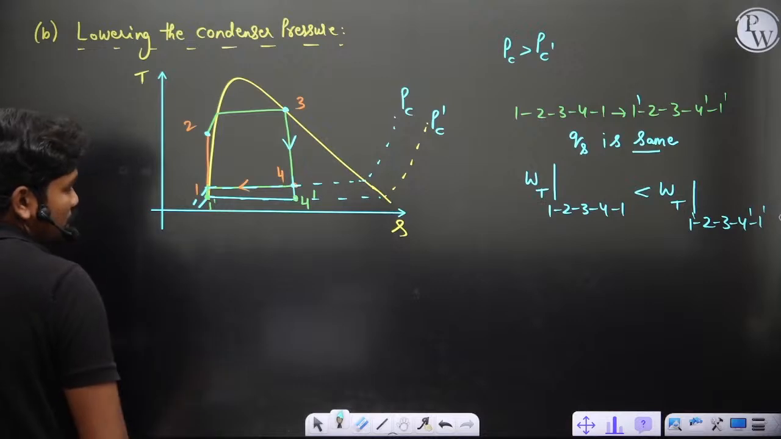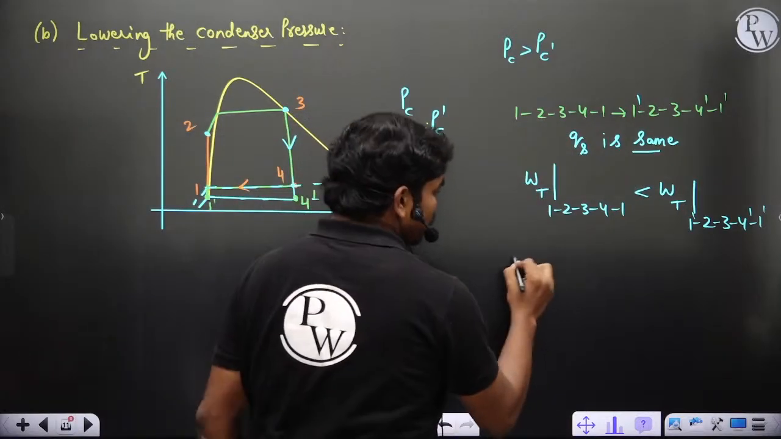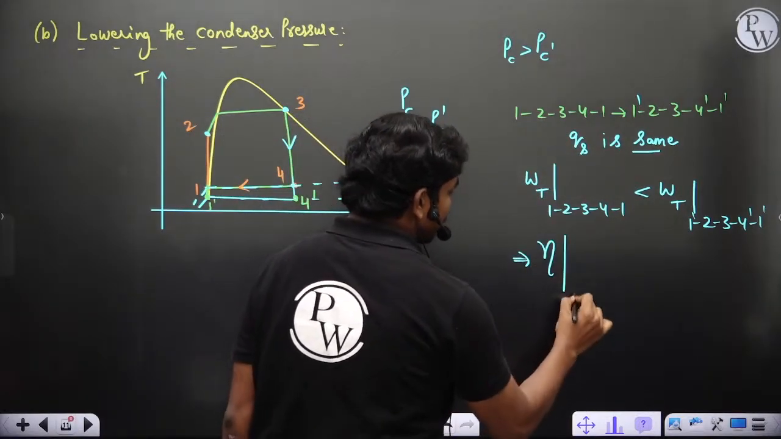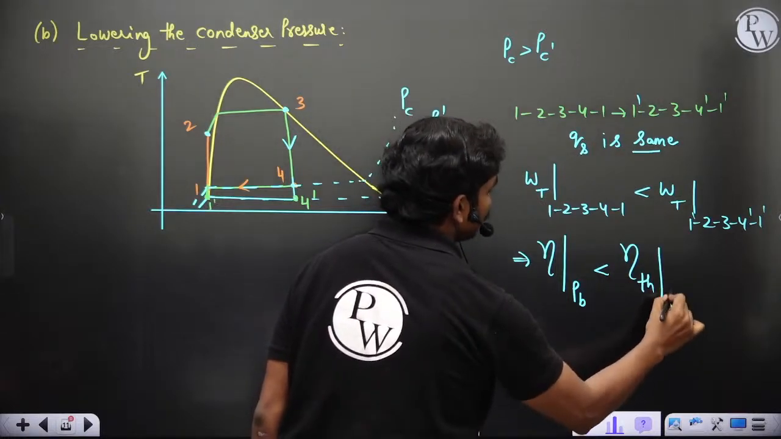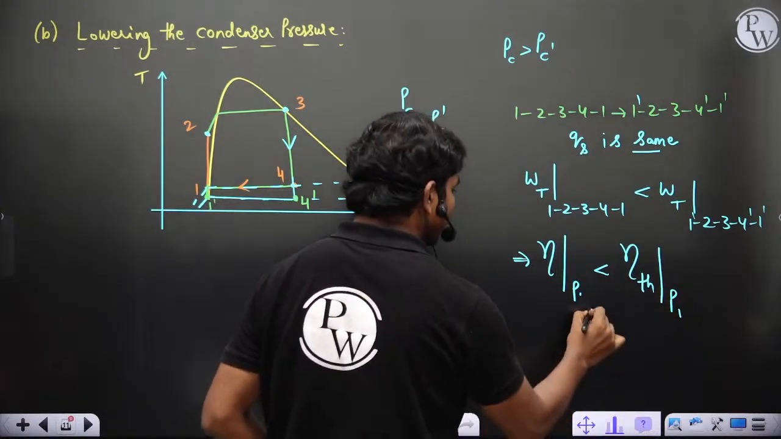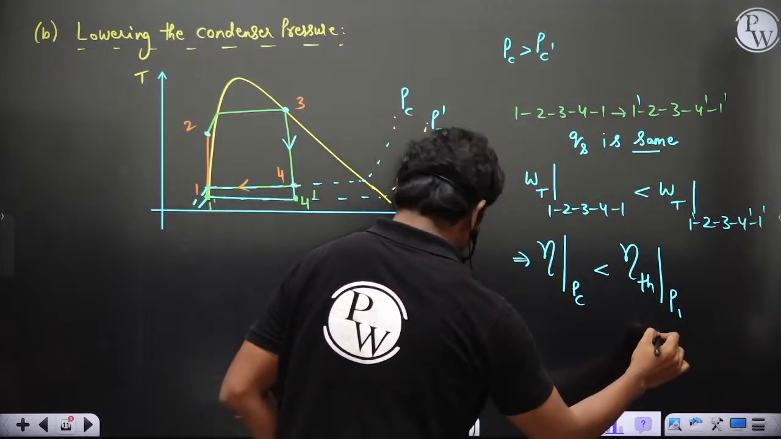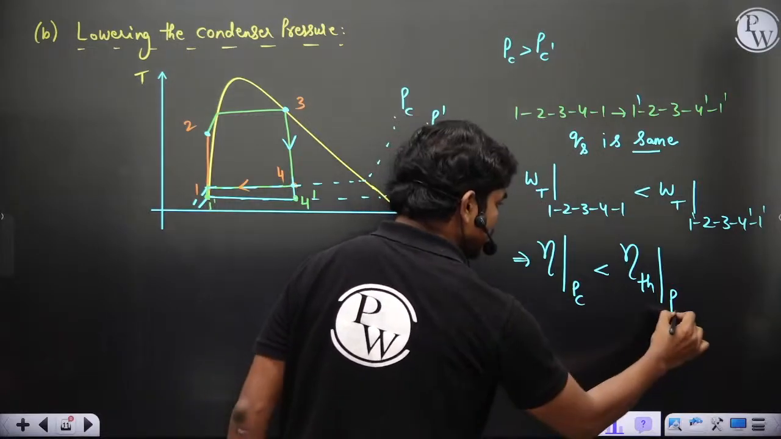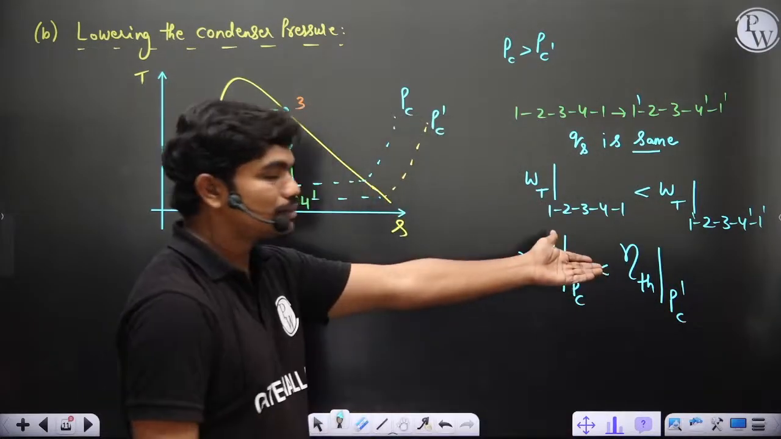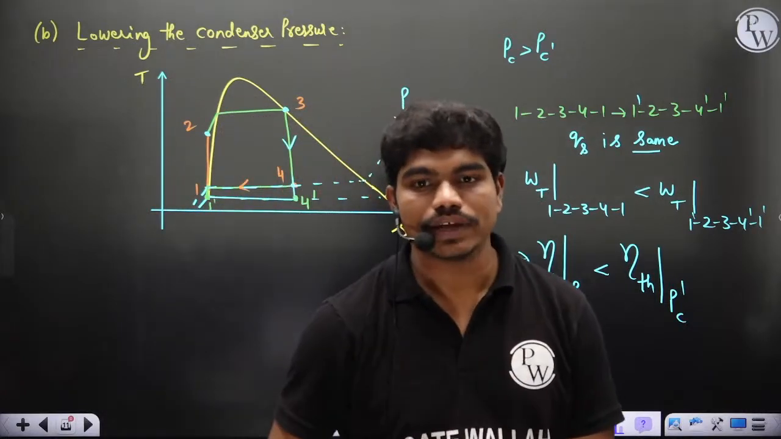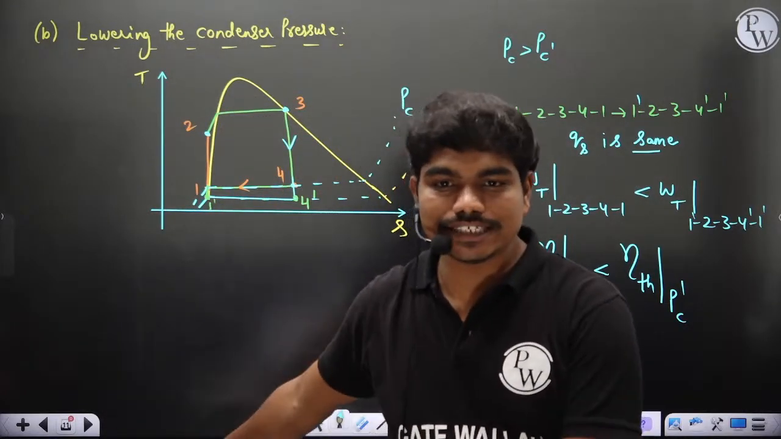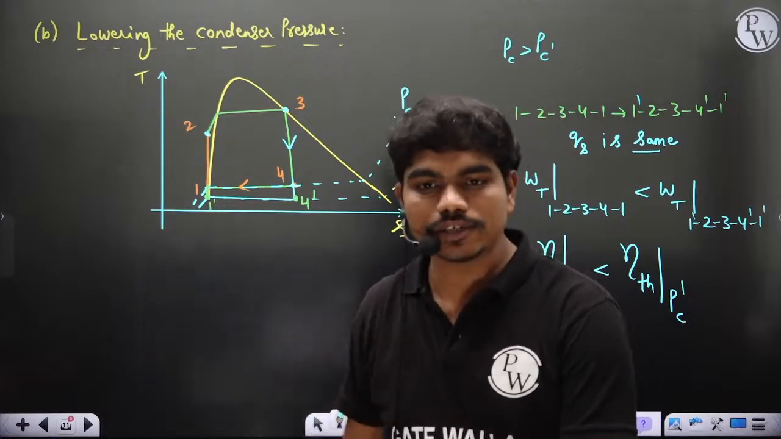Now clearly you can understand, because QS is same, this implies thermal efficiency in case of PB is less as compared to thermal efficiency in case of PC. And here if you see it as PC dash, then clearly you can understand thermal efficiency increases. But again it has also got certain practical problems. First of all, did you understand how thermal efficiency increases if I decrease this condenser pressure?